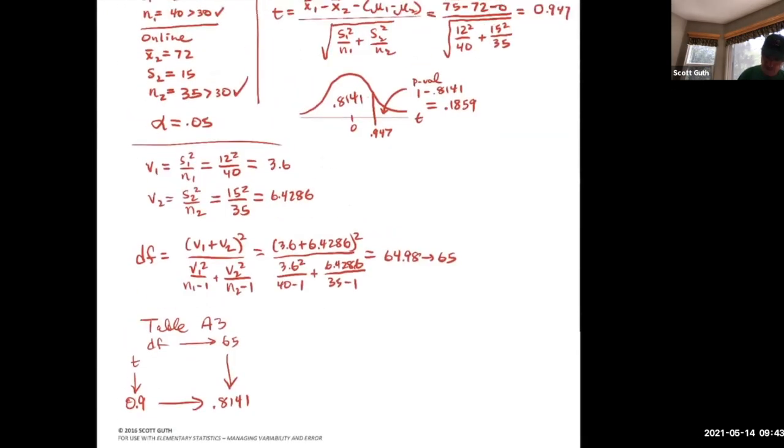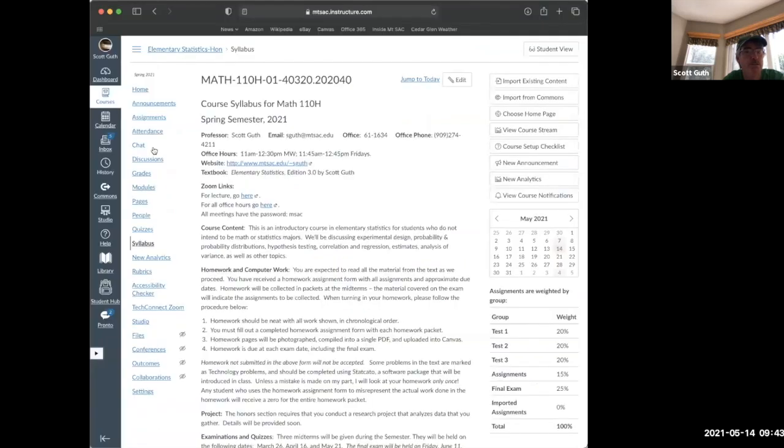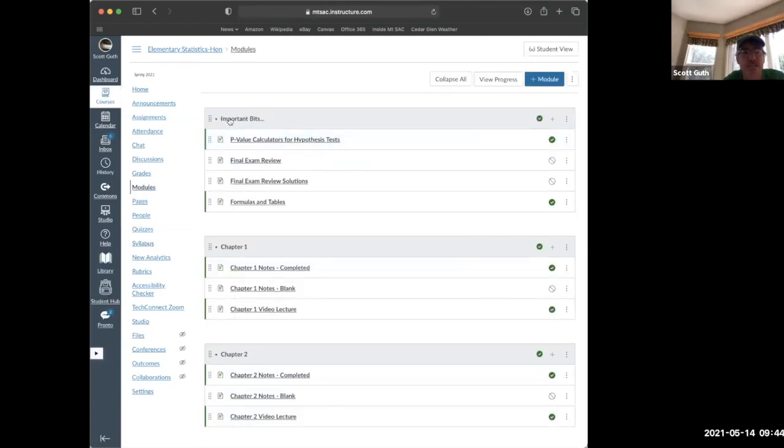Almost done here. The p-value is kind of huge. Oh, and there's one other thing before I get going there. Let me come back to my Canvas page. Okay, so I'm going to share my Canvas page. And just to remind you, under modules, there's p-value calculators for all the problems. If I go into modules, there's a module called important bits, and inside of there are the p-value calculators.